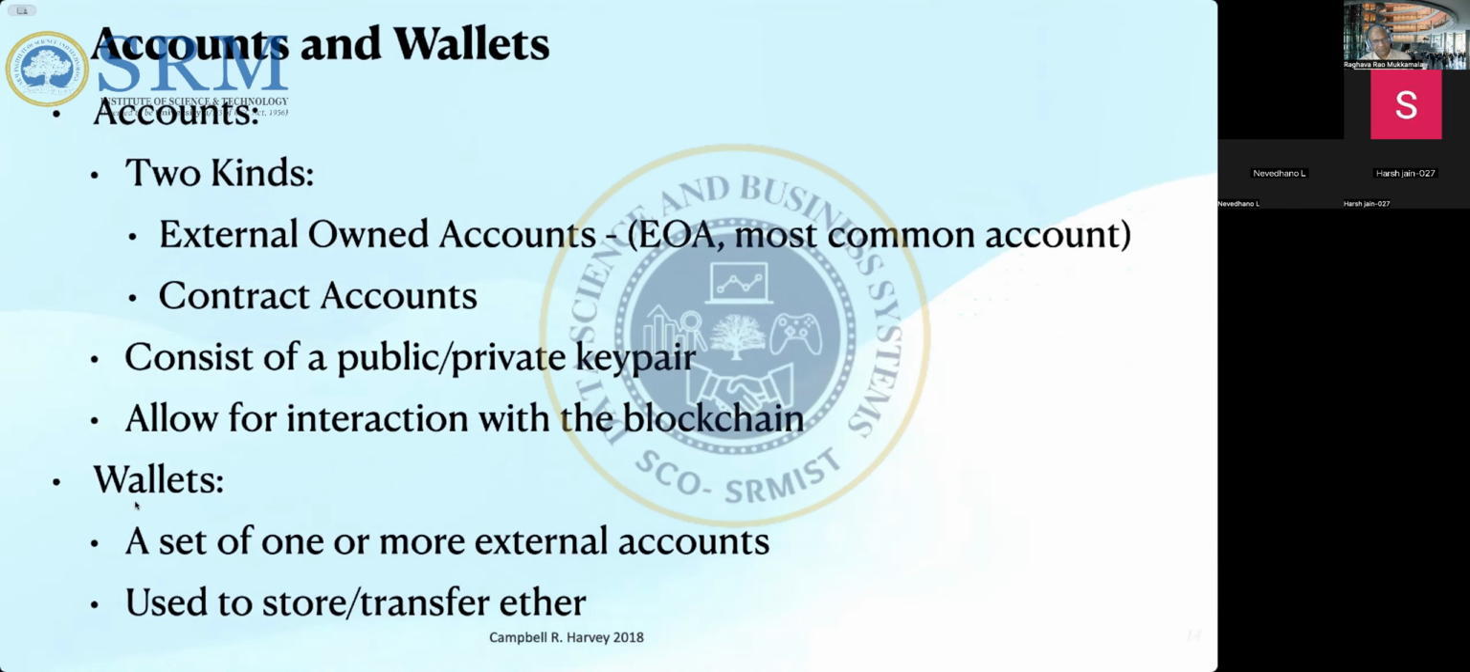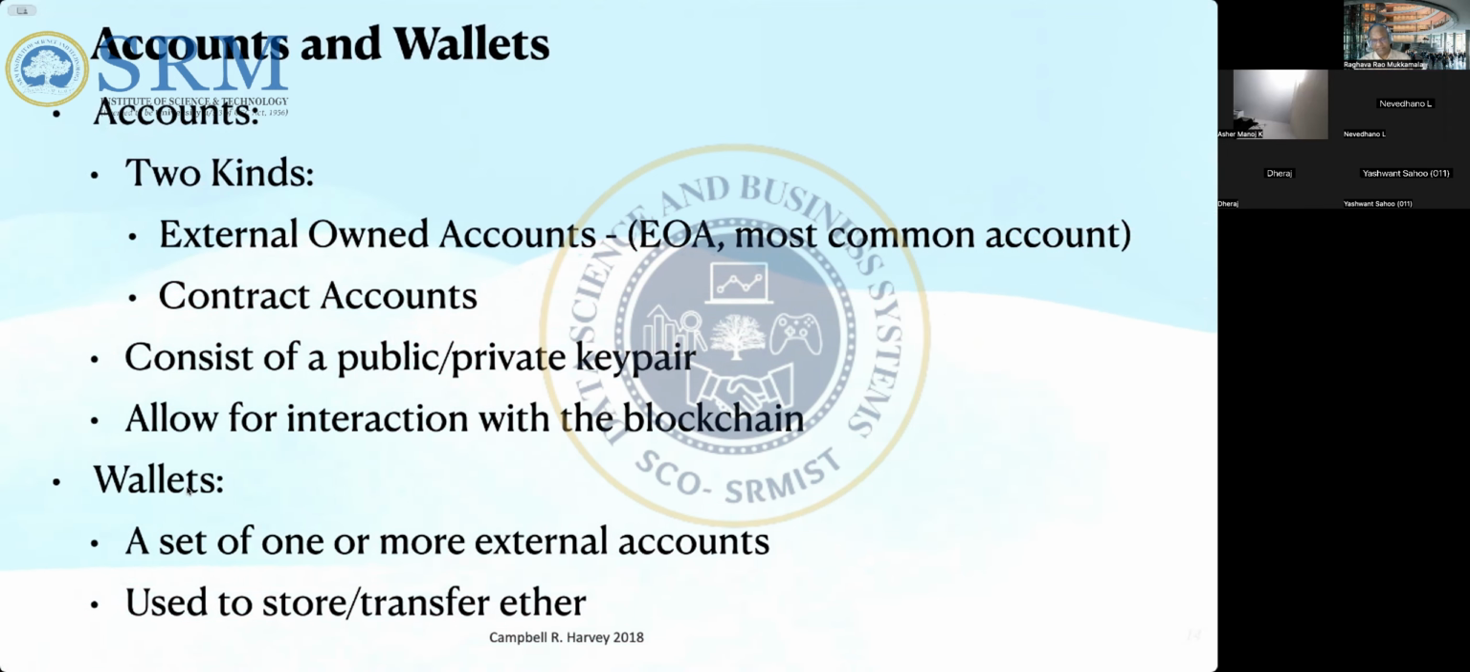And you also hear many times about wallets. So what is a wallet? A wallet is nothing but something that contains one or more external accounts, right? So it's a bit higher than the accounts. For example, let's say that you have Ether in several accounts. Then you can combine them in one wallet, and the wallet keeps track of the balances and things like that.